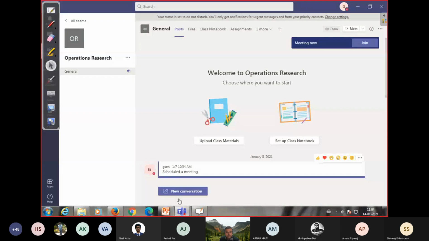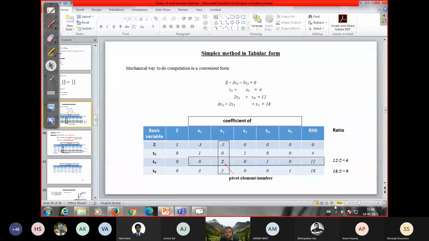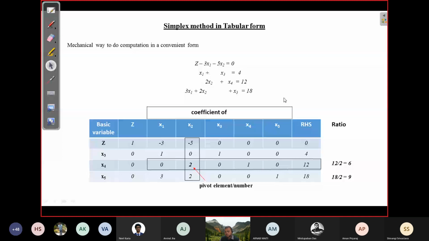So now in the last class we have seen how to move from one BFS to another BFS, right? So we had started from this table which is representing the origin, and then we have to decide which variable to enter and which variable to leave. So can someone tell me what is the rule of choosing an entering basic variable? How do you choose an entering basic variable?